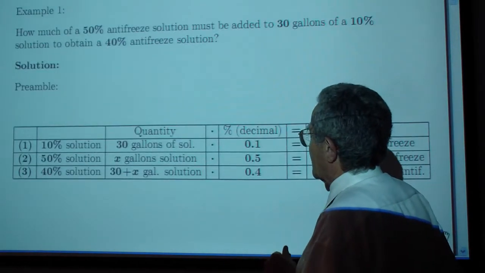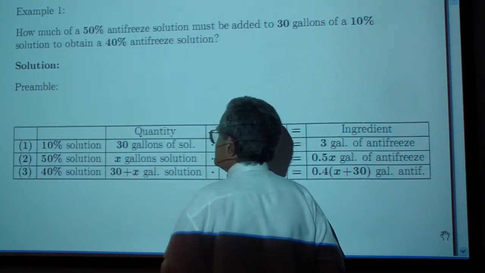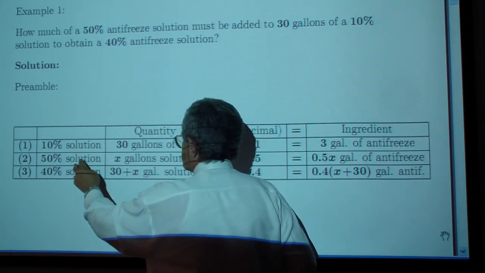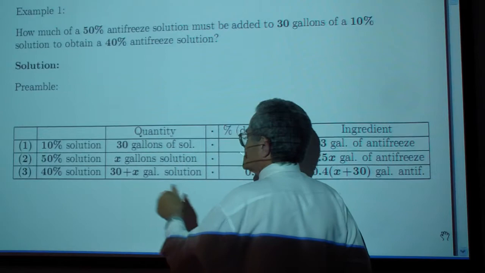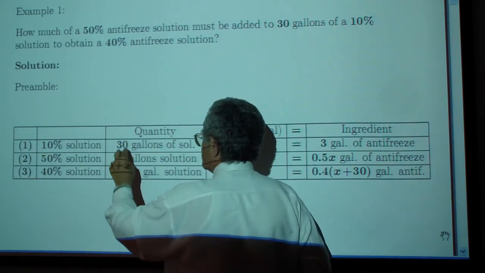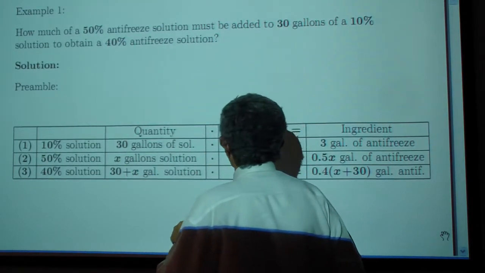Okay, so we have 3 buckets. Bucket number 1, we have 30 gallons of a 10% solution. Bucket number 2, we have a 50% solution. We don't know how many gallons we need to add. And in the third bucket, when we dump these two, we get 30 plus X gallons of solution.